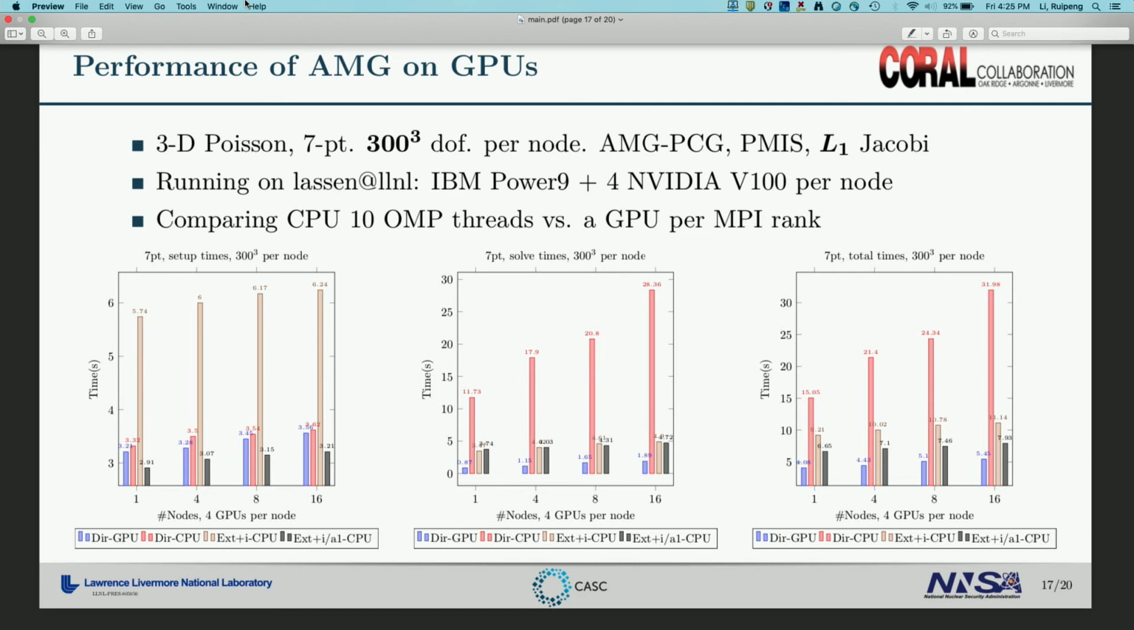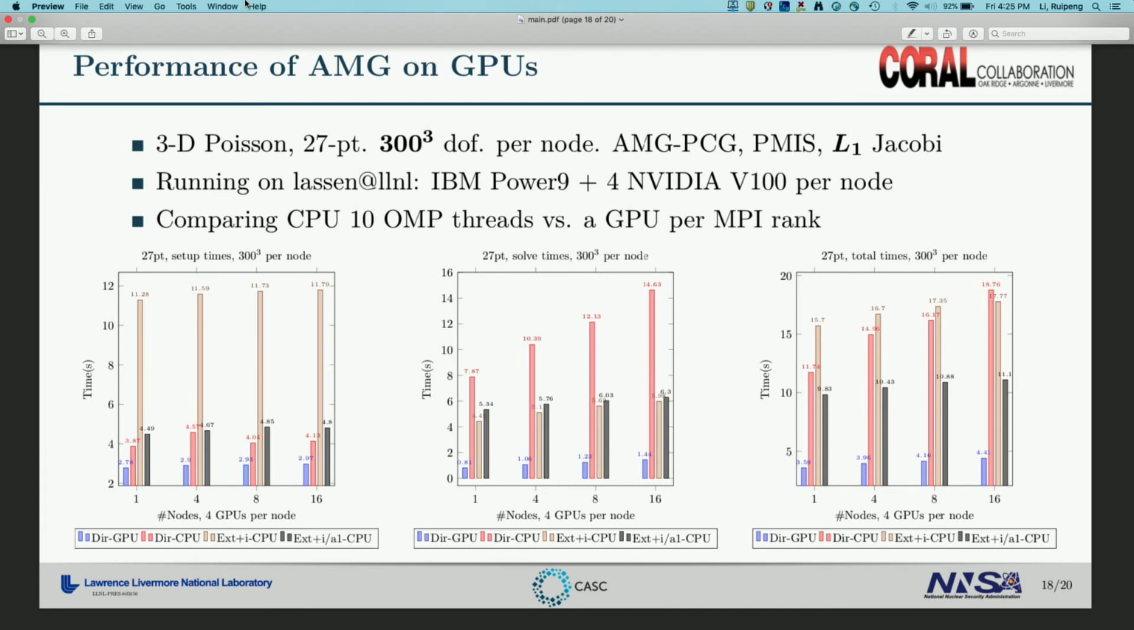Next is a similar result, but for the 27-point Laplacian. Because the stencil is more complex, we have more work to do, so we have a bigger speedup. Again, if we compare the same algorithm on GPU and CPU, we now have a 5 or 6 times speedup.